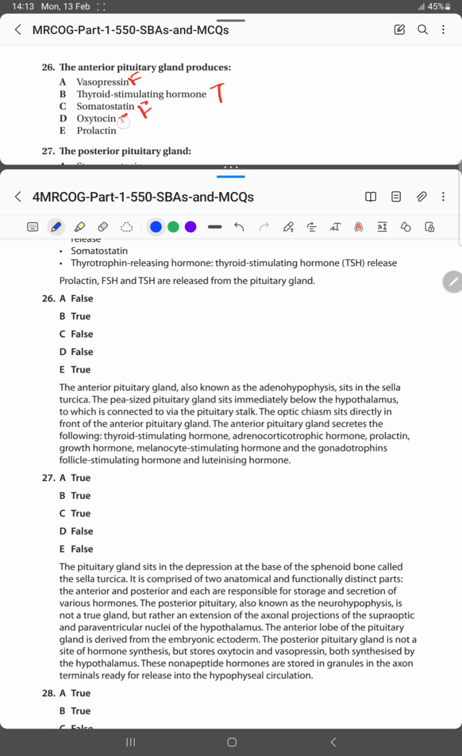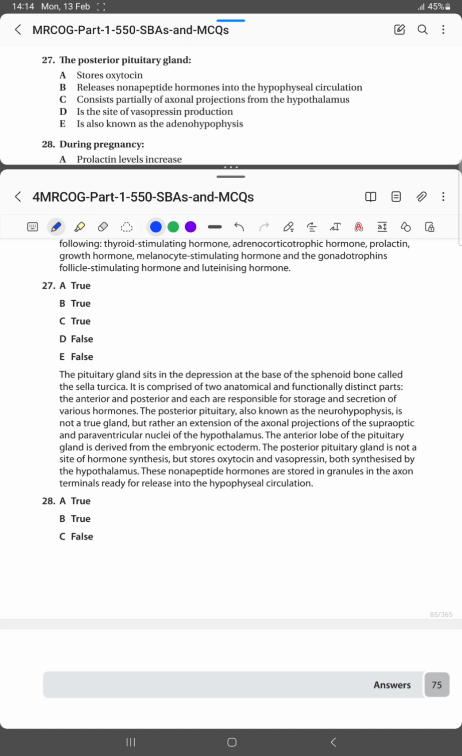And oxytocin is again from the posterior pituitary gland, prolactin from the anterior pituitary gland, yes, that is. The next question is regarding the posterior pituitary gland. The posterior pituitary gland sits in the depression at the base of the sphenoid bone, which is called the sella turcica. It is comprised of two anatomically and functionally distinct parts, the anterior and posterior, and each is responsible for the storage and secretion of various hormones.